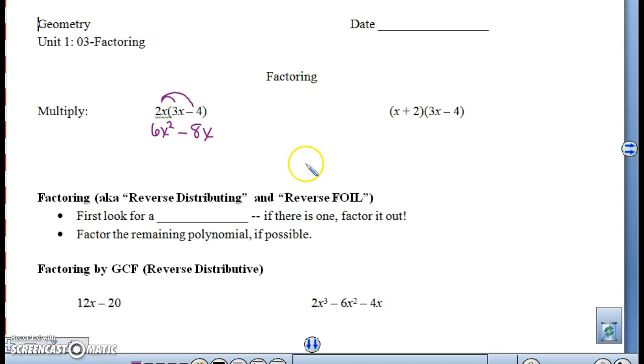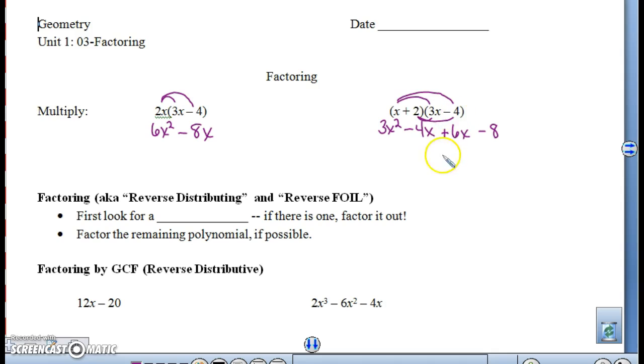Now, you can actually apply the distributive law twice and do two binomials, but we usually call that FOIL. X plus 2 times 3x minus 4. X is multiplied by both of these terms. X times 3x is 3x squared. X times negative 4 is negative 4x. 2 times 3x is 6x. And 2 times negative 4 is negative 8.